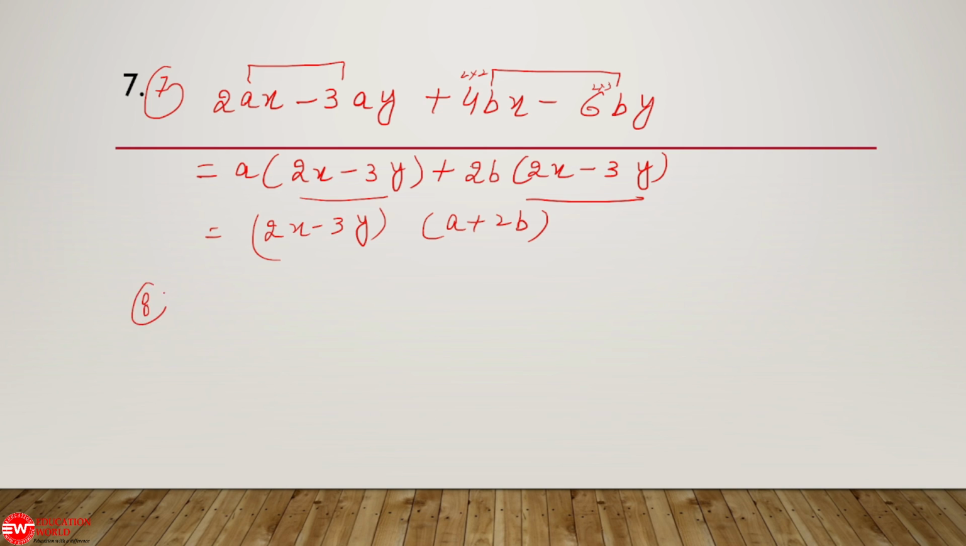Then come to question number 8. It is x square plus 6y minus xy minus 6x. So again you just try to do the grouping here. Here you can see that nothing is common. Here x is common, we will get y minus 6. So we are not getting the same bracket.